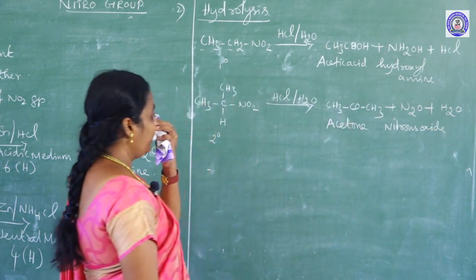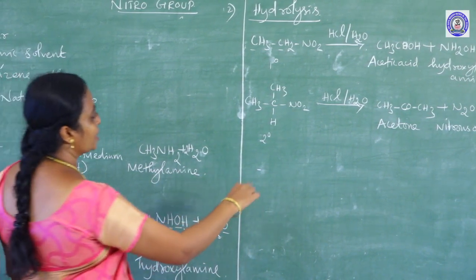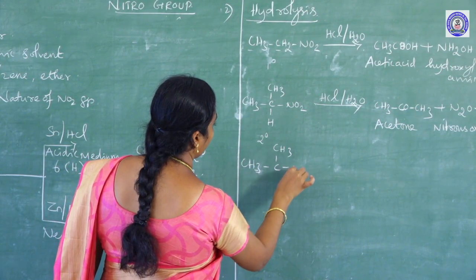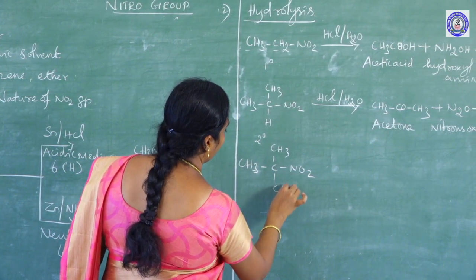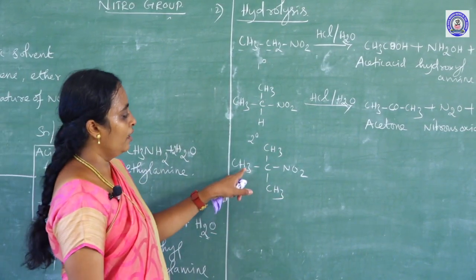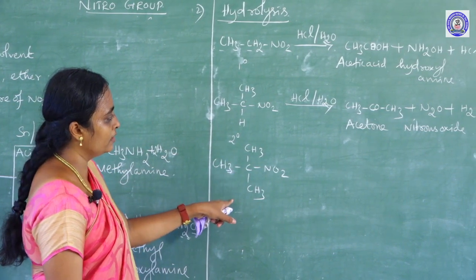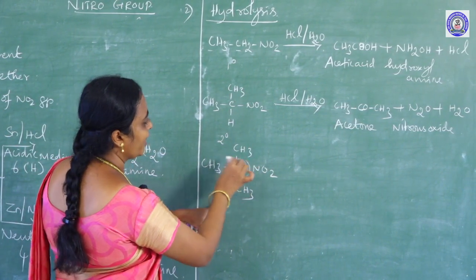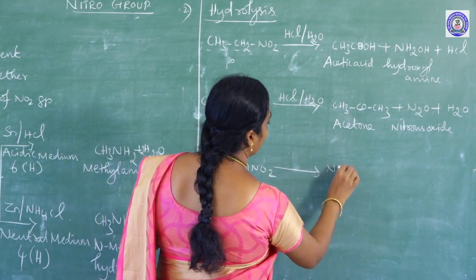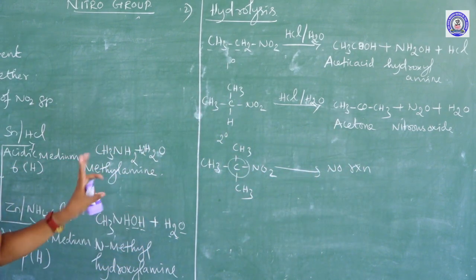So, primary will give an acid, secondary will give a ketone, but tertiary, (CH3)3C-NO2, because 3 methyl groups are attached with 1 nitro group. This is tertiary, it is nothing but the 2-methyl-2-nitropropane system. So, if I take this, there is no presence of a hydrogen. So, there is no reaction. This compound will not undergo hydrolysis.